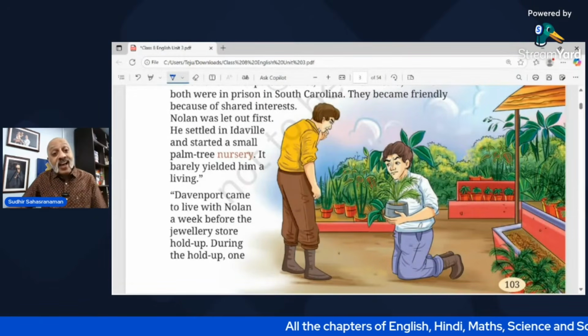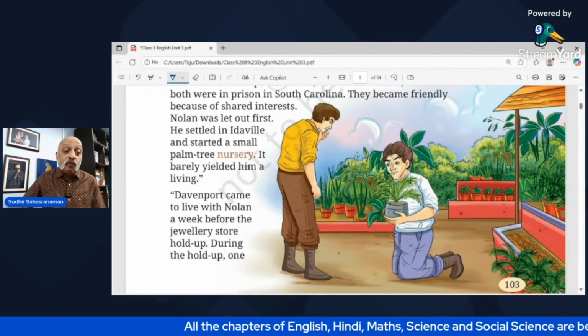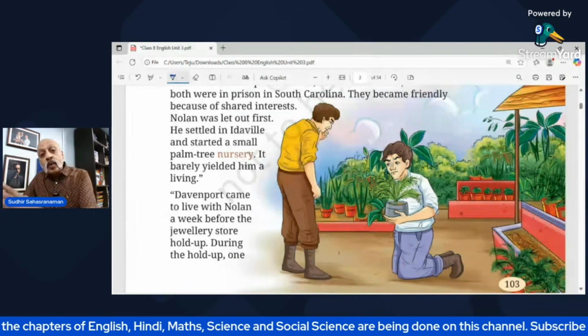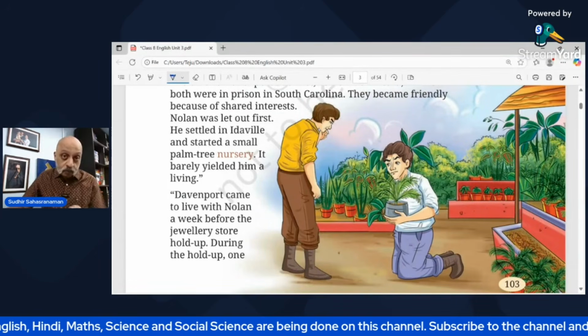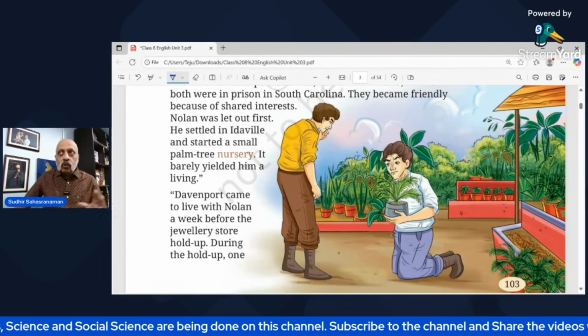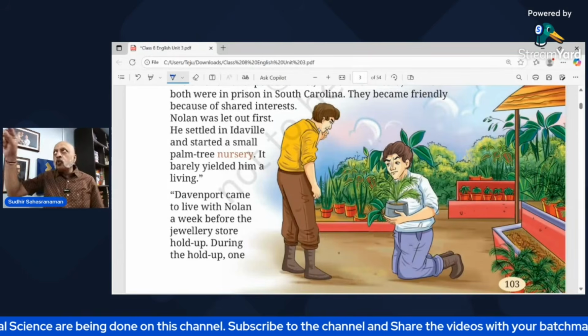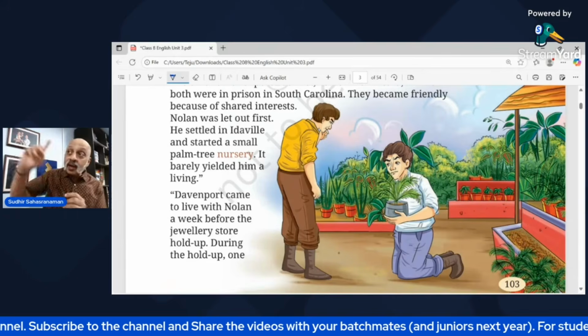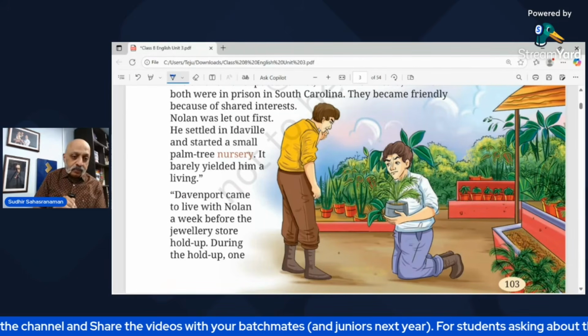After he was released, Davenport came to live with Nolan a week before the jewelry store holdup. And a week after he came was when the jewelry store was robbed. Okay, so Davenport came. So the police chief is adding 2 plus 2 in order to decide that these two may have had a role to play in the robbery at the diamond store.